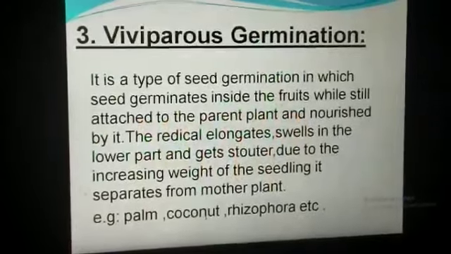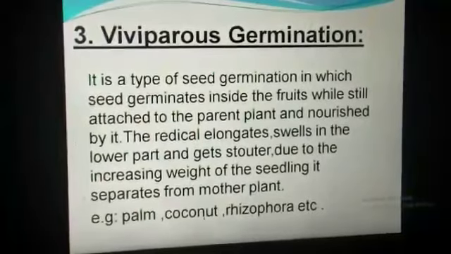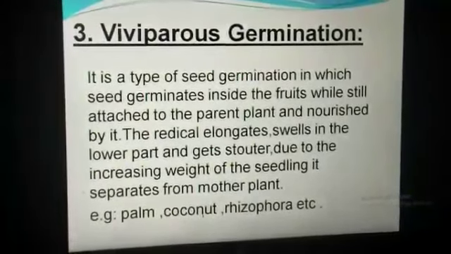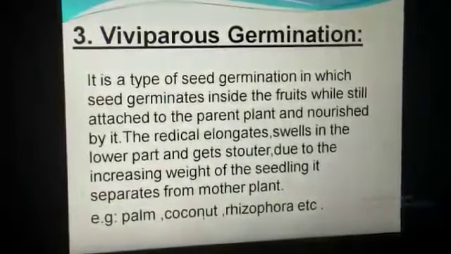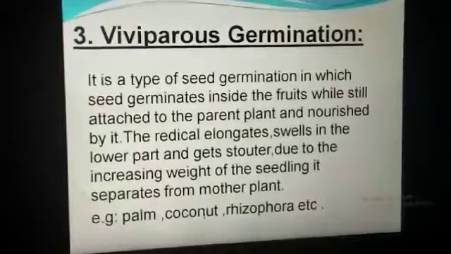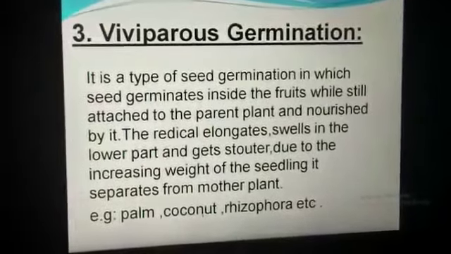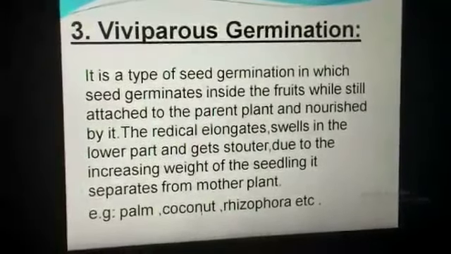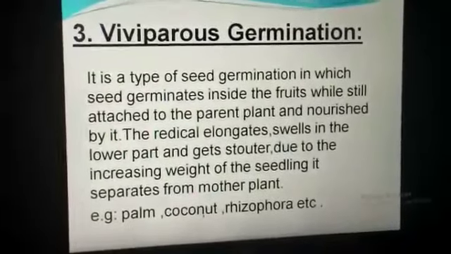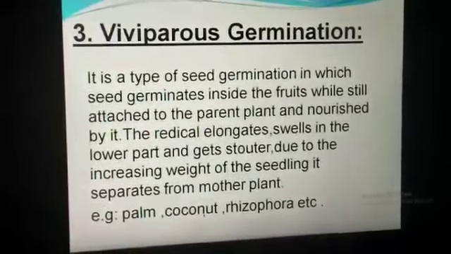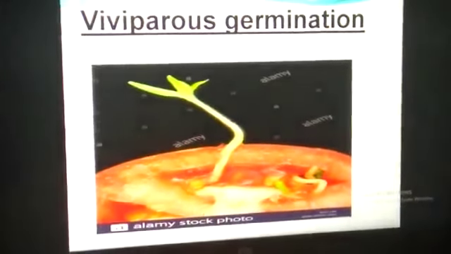The last one is viviparous germination. It is a type of seed germination in which the seed germinates inside the fruit while still attached to the parent plant and is simultaneously nourished by it. The radicle elongates, swells in the lower part and gets stouter due to the increasing weight of the seedling. In the end, it separates from the mother plant. For example, the palm, the coconut, the rhizophora and so on. This diagram shows viviparous germination.